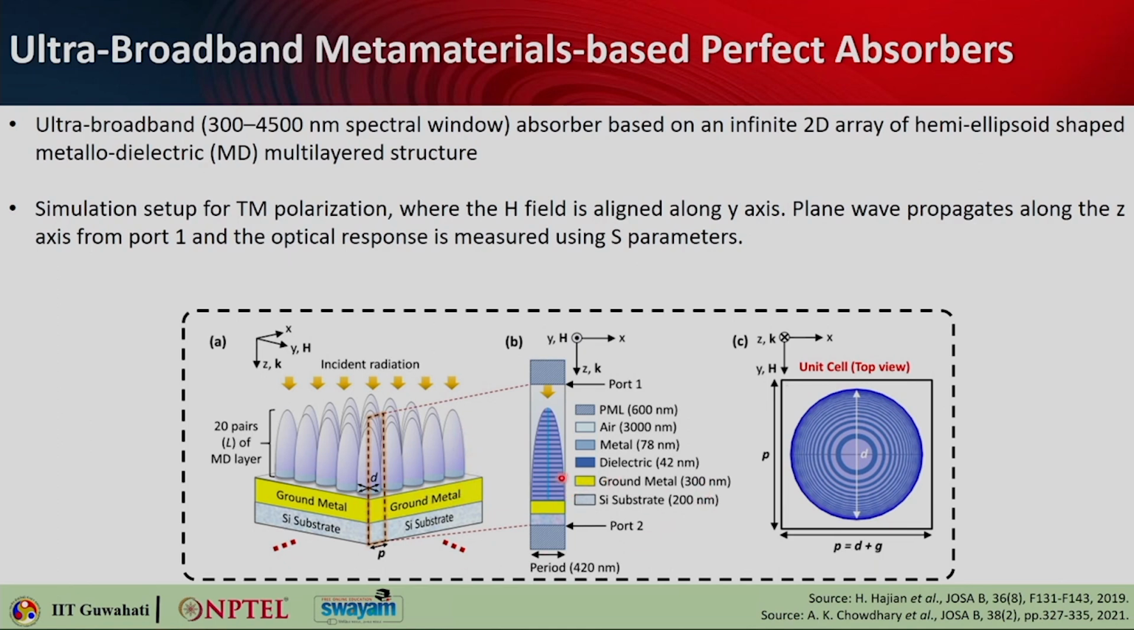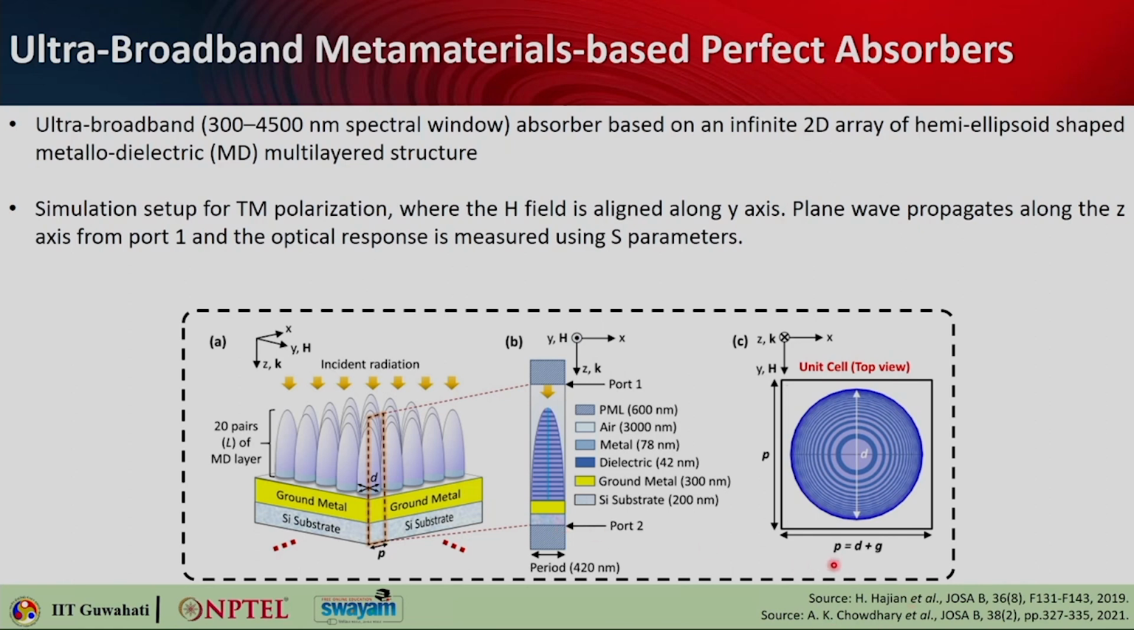Okay, and then you have the dielectric and metal layers. These are the simulation setup basically with PML, perfectly matched layers. This allows you to simulate this particular structure for TM polarization. Here the H field is considered to be along the y axis, and the wave propagation is along the z axis. Port 1 is the excitation port, and port 2 is the other port. So, if you calculate S11, you can get the reflection characteristics, and if you calculate S21, you can find out the transmission characteristics from the S parameter matrix.